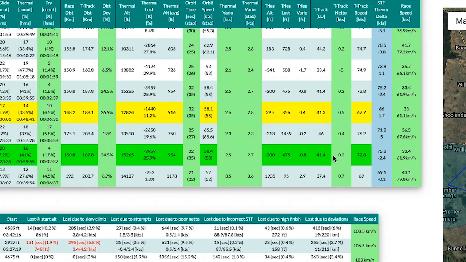But now comes the bit that's listed here as being second most important, but I think is probably equally important, maybe even sometimes more important, which is flying in good air. And that's indicated here by this 0.2 netto, whichever way you want to say it, and the LD being better than design. So the design LD of this aircraft is 41. And to fly a whole cross-country race at 41.4 is showing that I'm reading the energy pretty well, and flying in that energy pretty well.